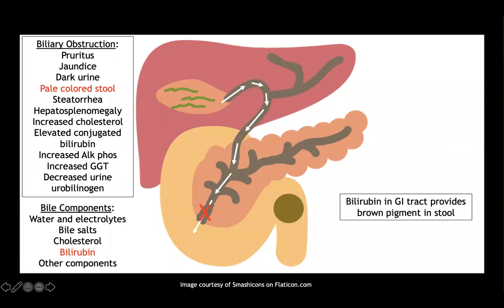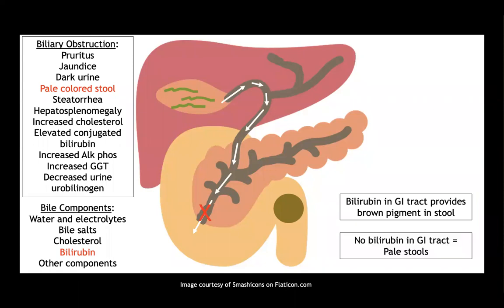Now, again, if there's an obstruction, you're not going to have any bilirubin in your GI tract, and because of that, your stool will stay pale.